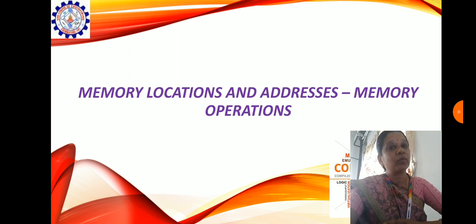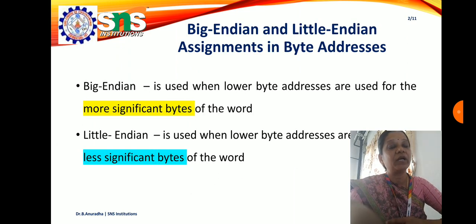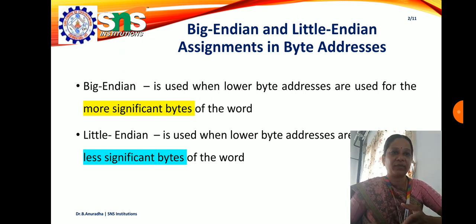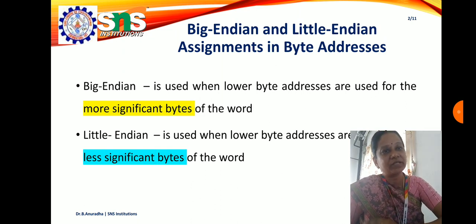Before going into memory operation, I want to refresh you regarding the Big-Endian and Little-Endian methods. These are two types of assignment methods in which data are stored inside the memory. Big-Endian is used when the lower byte address is used for the most significant byte of the word. As the definition says, if we have an 8 bit word, the lower byte will be at the topmost and the higher byte will be at the lower end. This is what the Big-Endian method is.